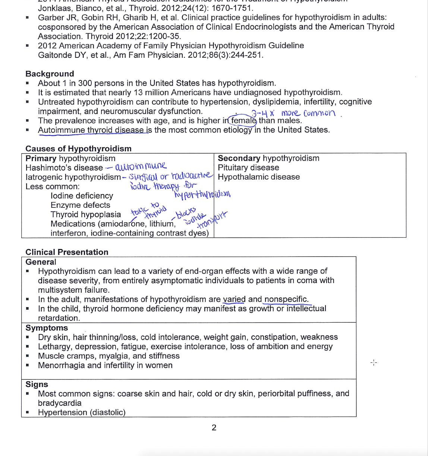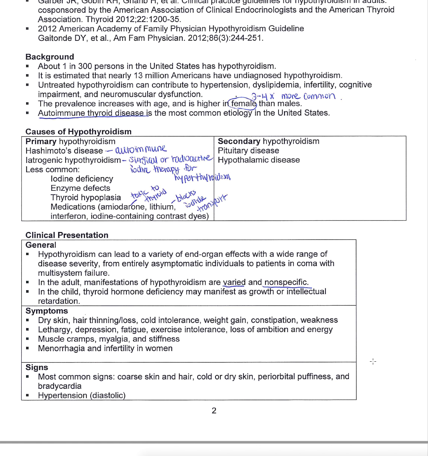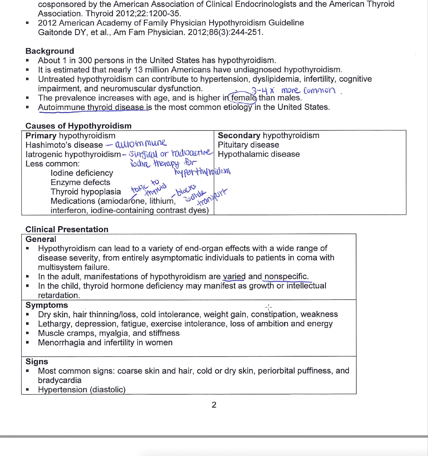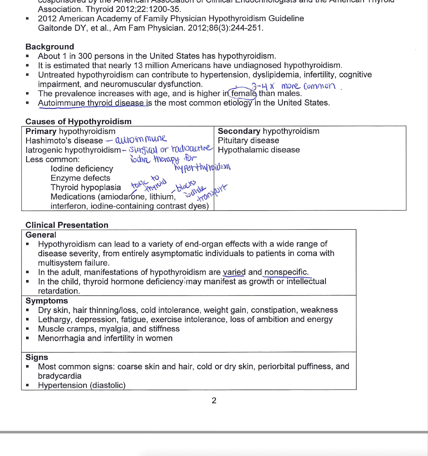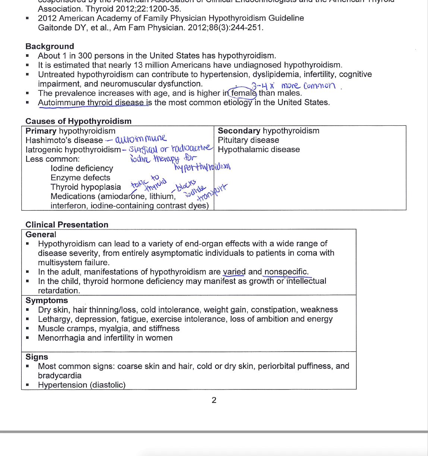All right, so clinical presentation. In adults, the clinical presentation is very non-specific, and there are going to be a lot of different presentations. But in children, it'll be mainly presented as growth or intellectual retardation because it really affects the growth of children.